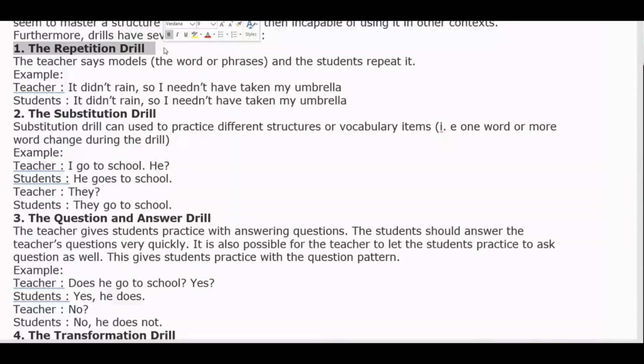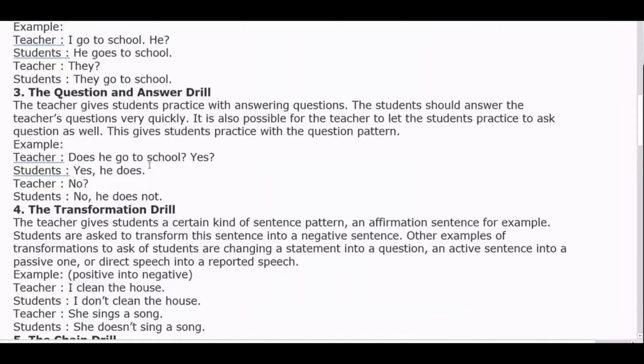You know that there is a table in which you can replace words and make many sentences. So it is substitution table. Then the third type is question answer drill. It means teacher asks a question, students say yes or no or answer it. Does he go to school? Yes, he does. No, he doesn't.